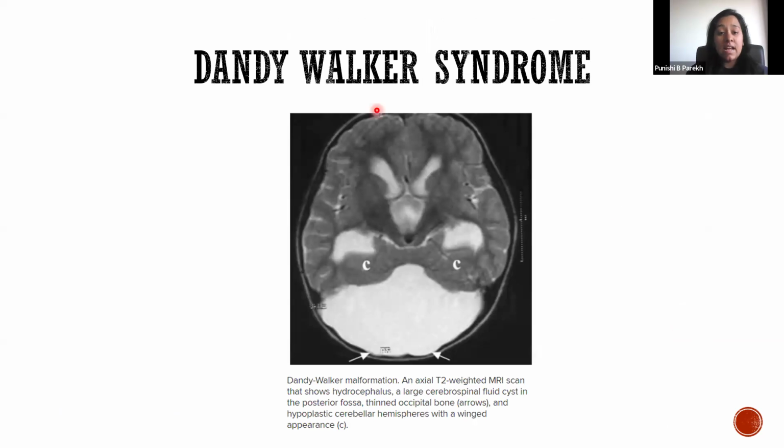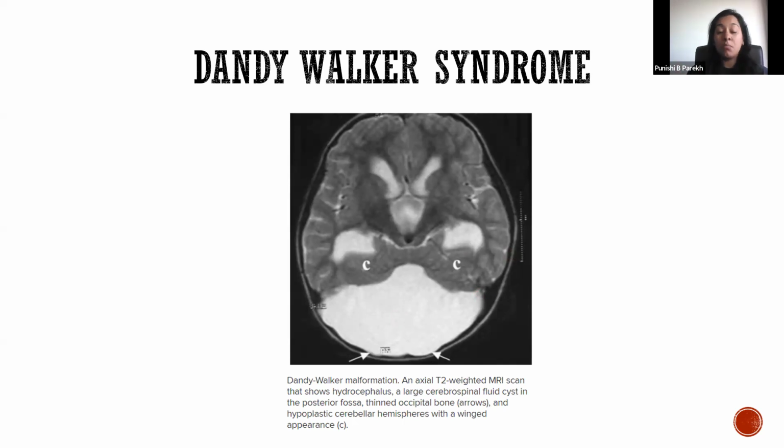Now, if we see this diagram, it's a Dandy-Walker syndrome where there's a large cerebrospinal fluid cyst located in the posterior fossa, this bright white big structure, along with hypoplasia of the vermis. So these two wings labeled C are the hypoplastic cerebellar hemispheres with a winged appearance. That's what it's called. So this is, again, a huge cyst causing obstruction to the flow of CSF, which can again result in hydrocephalus.